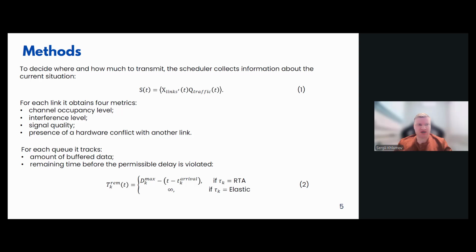To decide where and how much to transmit, the scheduler collects information about the current situation using the equation on the screen. For each link, it obtains four metrics: channel occupancy level, interference level, signal quality, presence of a hardware conflict with another link. And for each request, it tracks the amount of buffered data and the remaining time before the permissible delay is violated, using equation number 2.